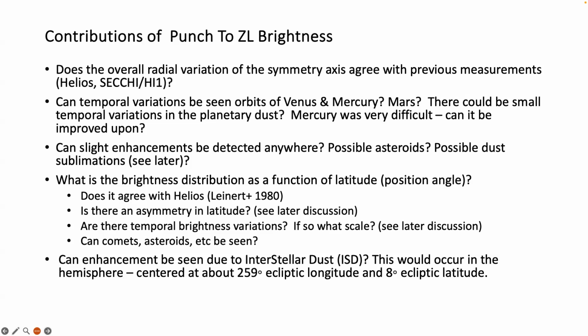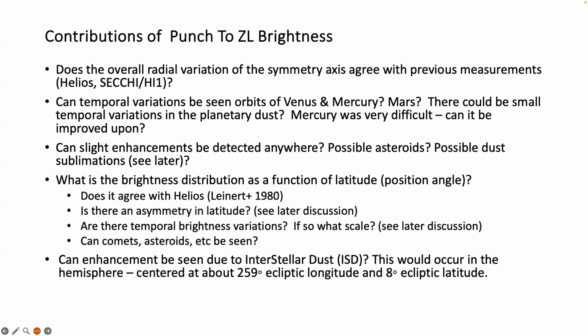Can you see slight enhancements anywhere? Possible asteroids or dust sublimations, which we'll talk about in a bit. And what is the brightness distribution as a function of latitude? As I said, we did not look into that. We've always used Leinert's values, and so on. So you can look at this later.